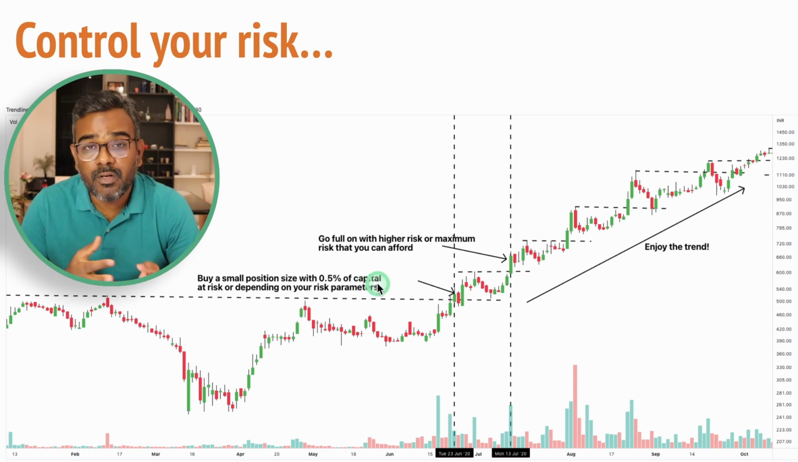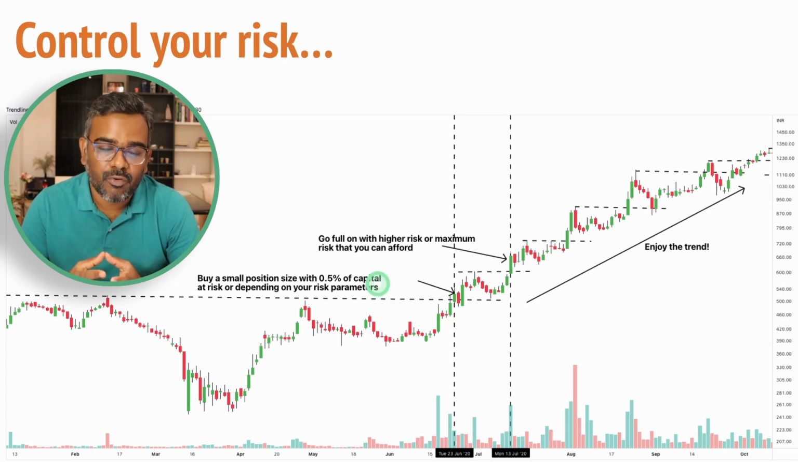Some people might go with a 0.25% risk. Some people might want to go with even a 1% risk. But for me, for the first position size, if you don't want to lose much, go with a small position size, keeping the risk really tight, 0.5% risk at max, and then buy it, right? And then once you have the second breakout here, which is after the first base, where you break out now, then you go in full with the complete risk that you wanted to take, probably 1% or 2% risk.